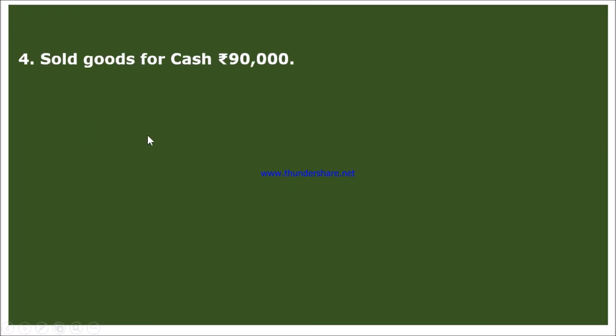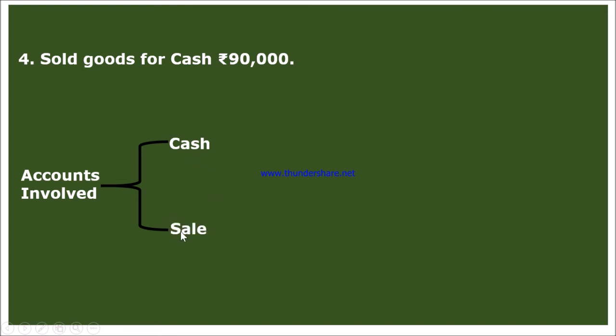If we consider another transaction: sold goods for cash, rupees 90,000. The business firm sold goods for cash of 90,000. So let us see those accounts involved. Those accounts are cash and sales. Another thing you have to keep in mind is that whenever the business firm sells some goods, whether on cash or on credit does not matter, the sales account has to be brought into consideration. Therefore, if the business sold goods, then we write sales. If the business purchased goods, you have to write purchase.